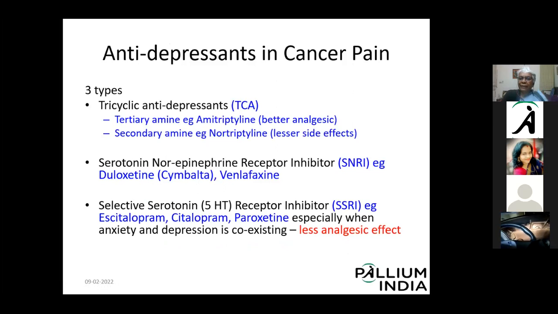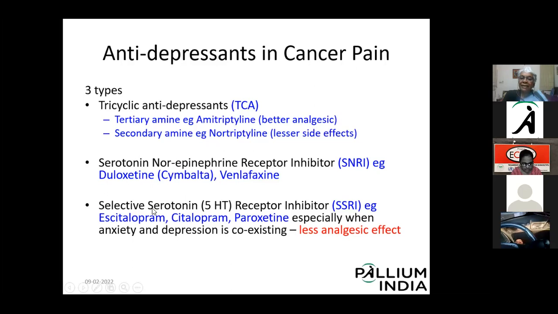There are two types of antidepressants we can give. One is a tricyclic antidepressant, which is either amitriptyline or nortriptyline. Then you can have the SNRI, that is, a serotonin norepinephrine reuptake inhibitor. The drugs that are commonly used are duloxetine and venlafaxine.